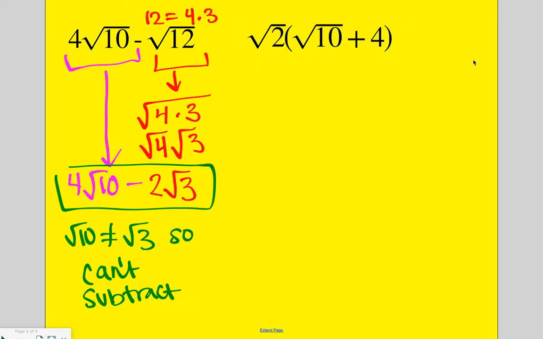Let's try our next one. Okay, so now we're on to multiplying. So our first step is to distribute.